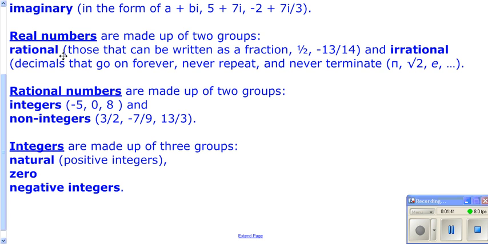Now, the rational group right here can actually be broken down into further subgroups. Integers, those that don't have to be written as a fraction, and non-integers, those that can only be written as a fraction. The integer group right here can actually be broken down into subgroups. Natural numbers, which are only the positive versions of the integers, the negative integers, and then the one number that's not positive or not negative, and that's 0.